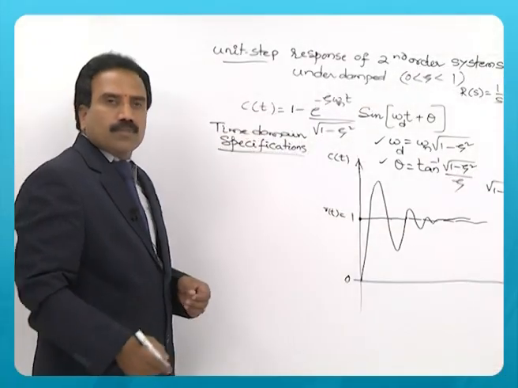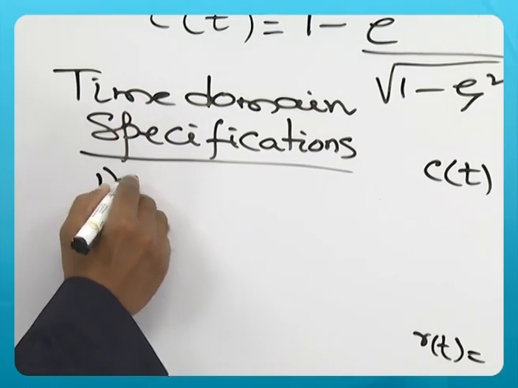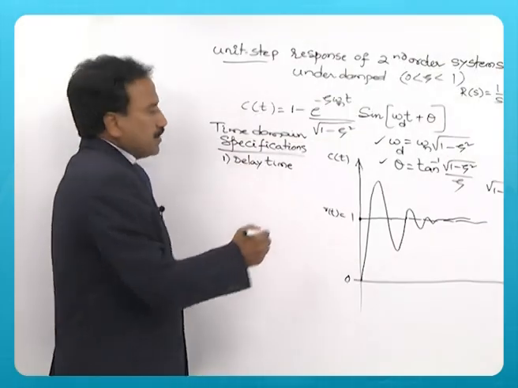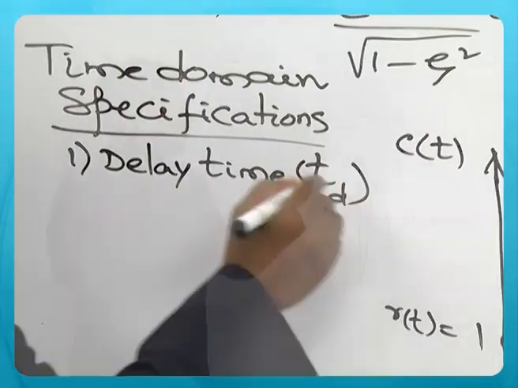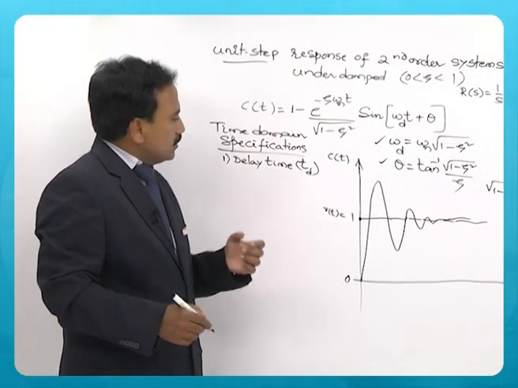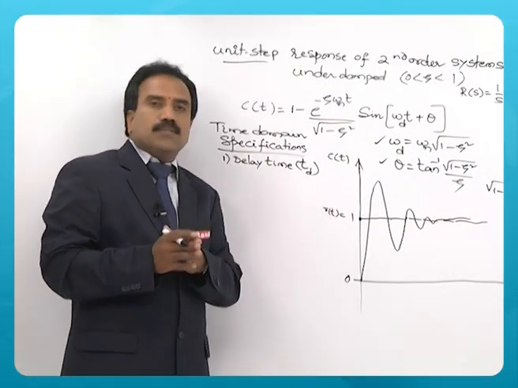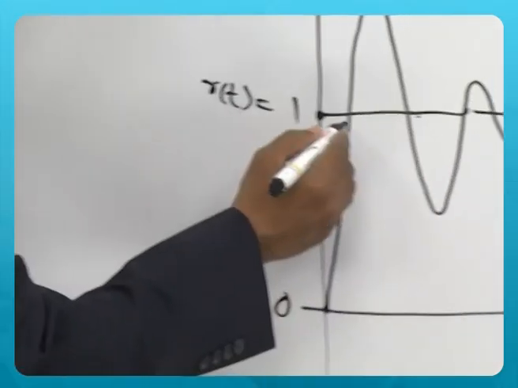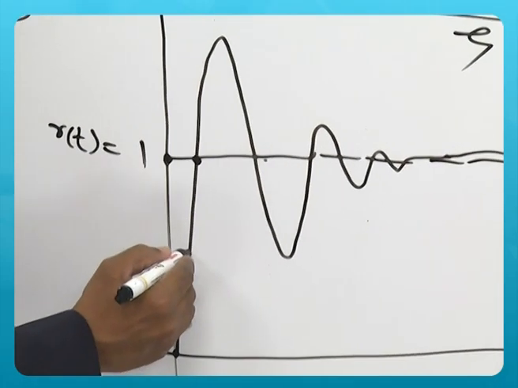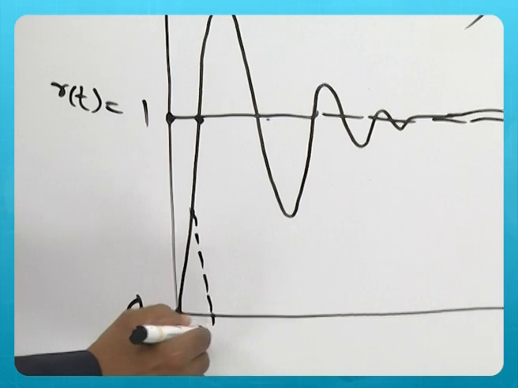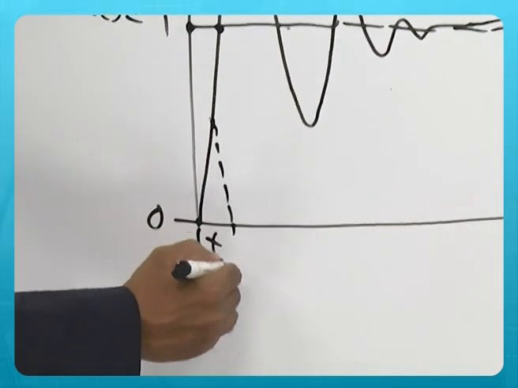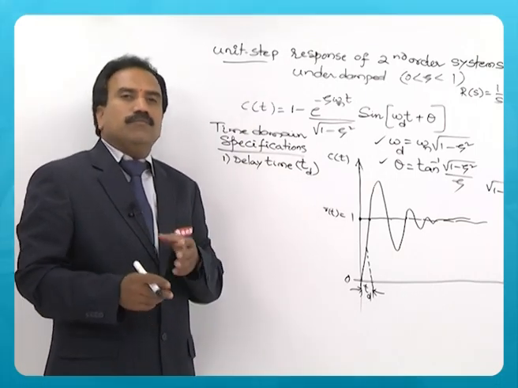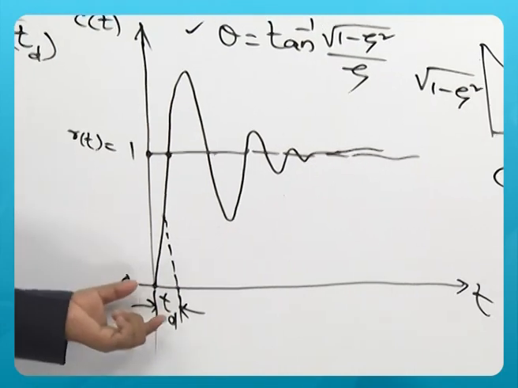Time domain specifications for this system. First one is delay time. Delay time is represented by Td. It is the time required for the response to reach 50% of the steady state output. So, 50%, this is the steady state value, finally 1. So, somewhere here 50%. This is known as delay time. Delay time is the time required for the response to reach 50% of the final value.